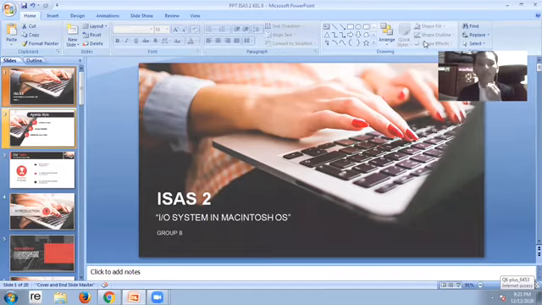So, in this opportunity, I would like to present about the I/O system in Macintosh operating system. Firstly, I would like to explain about what is an I/O system in general. And thirdly, the I/O system in Macintosh OS. And finally, about the more specific I/O system. So, without any further ado, let's do this.